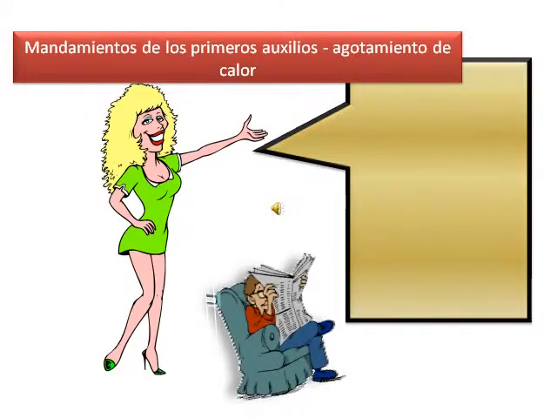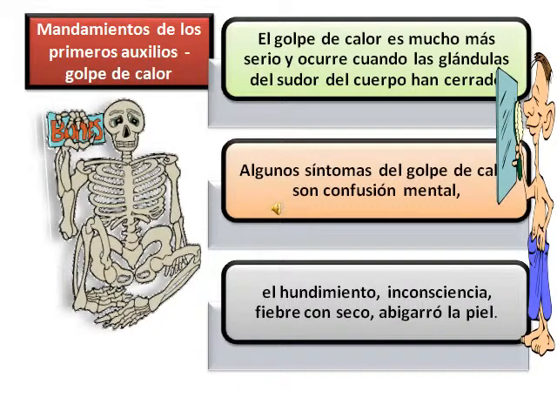And now a few words about dealing with heat stroke, not to be confused with heat exhaustion. Heat stroke is much more serious and occurs when the body's sweat glands have shut down. Some symptoms of heat stroke are mental confusion, collapse, unconsciousness, and a fever with dry, mottled skin.